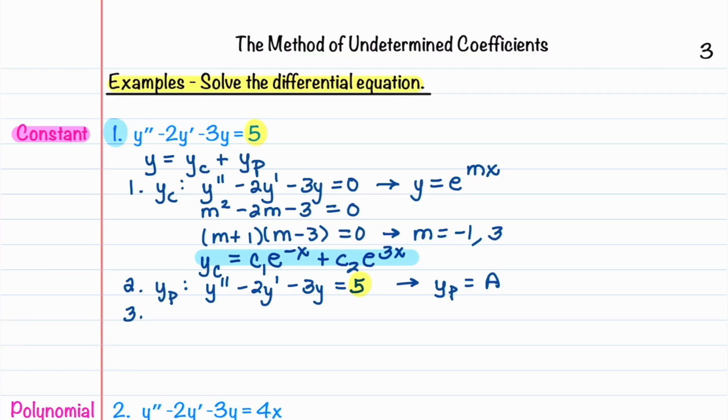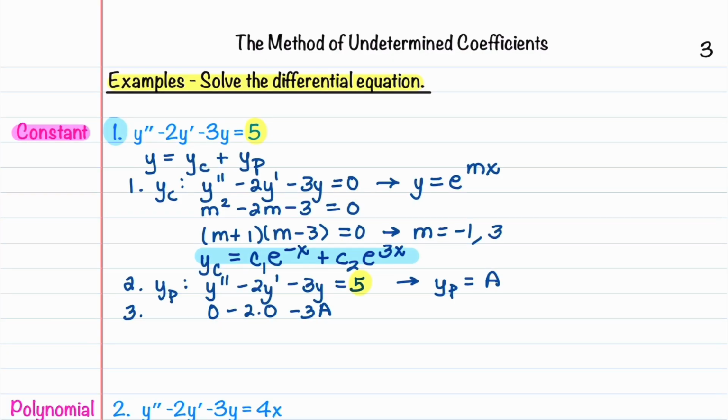For step 3, we are going to substitute this solution back into our equation. The first and second derivatives are going to be 0. So we have 0 minus 2 times 0 minus 3 times A, because y is y sub p, which is A, and that's equal to 5. This gives us A is equal to minus 5/3, and then we have y sub p is equal to minus 5/3. That's our particular solution.